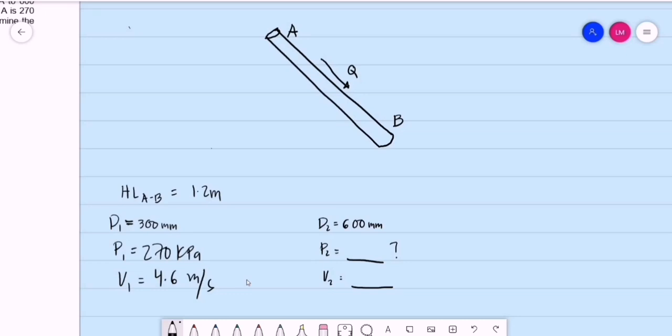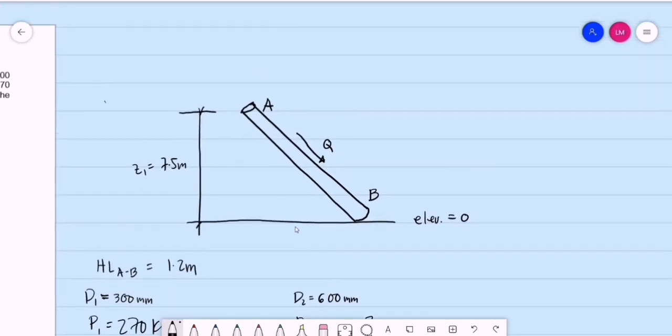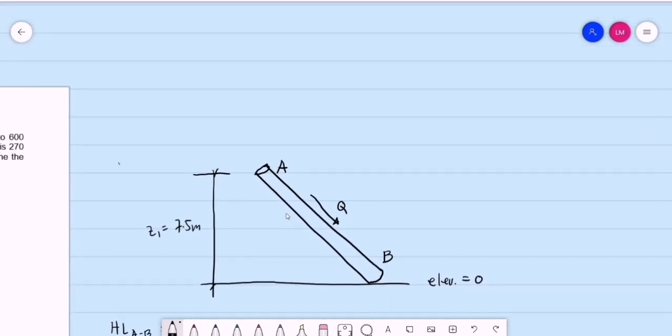So let's first set our reference line. Since we don't have an elevation, let's say point B will be our reference line, and we set this point's elevation as 0. According to the problem, point A is higher by 7.5 meters. So this will be our elevation at point A, or elevation at point 1. Above the elevation head, we have the pressure head at 1, this is P1 over gamma. And then we have V1 squared over 2g.